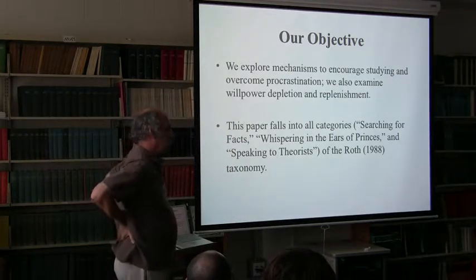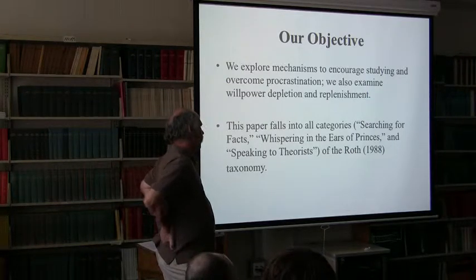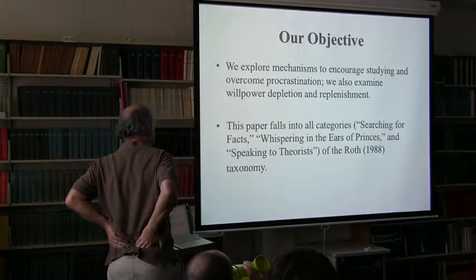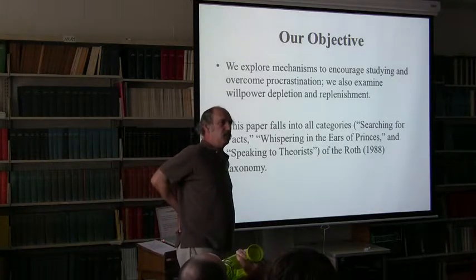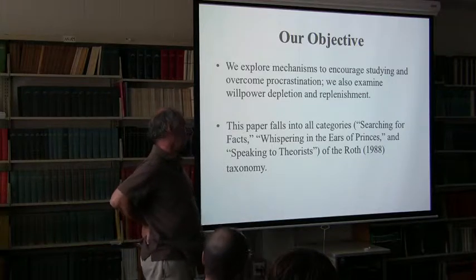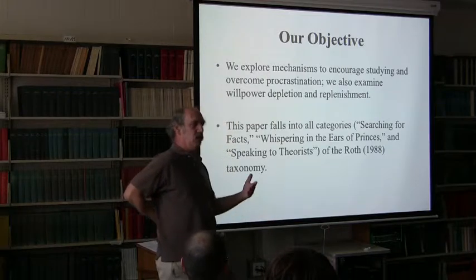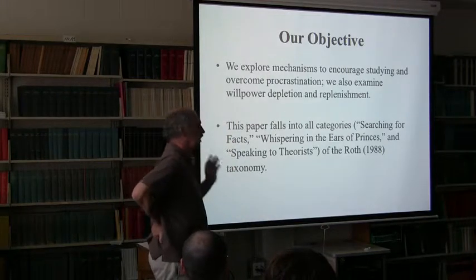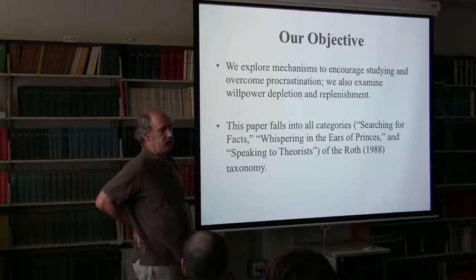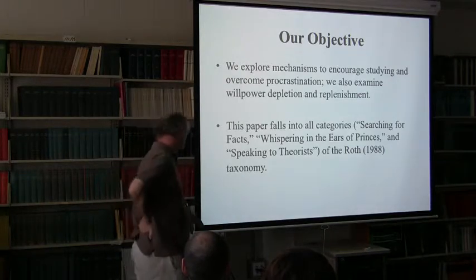Basically, there's a handbook of experimental economics that came out in '95. They're working on another version now. Al Roth talks about reasons to do experiments. One of them is searching for facts. That's kind of what we're doing. You just don't know what the lay of the land is, and you do experiments to get data. Another is whispering in the ears of princes, so that's policy applications. You do experiments to say what would be a good policy. Then speaking to theorists: you get data, you show that the existing theory is not quite right, and the theorists can hopefully improve the theory. So this would seem to fit into all of these categories.